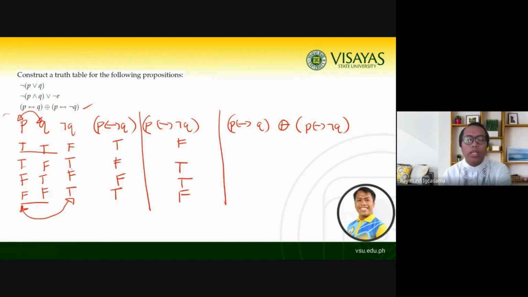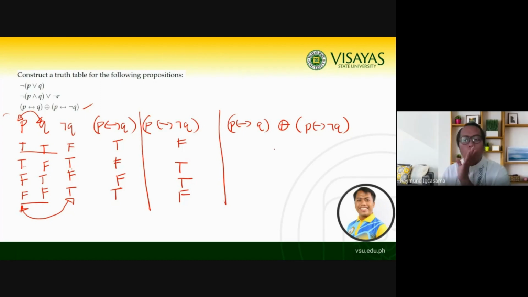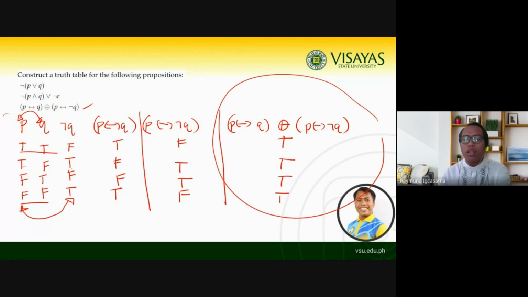Okay? Next one is the exclusive OR. What is the rule of exclusive OR? It is true if exactly one is true. Okay, one true. So this one is true, because there is still one true. Here, one true. Here, one true. So this is the value of your truth table for this compound proposition. And what is this? They are all true, so it is a tautology. Very good.